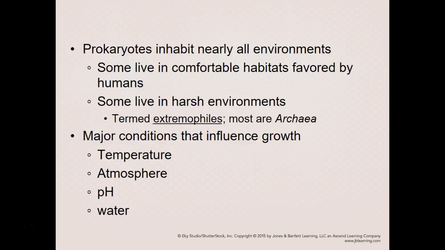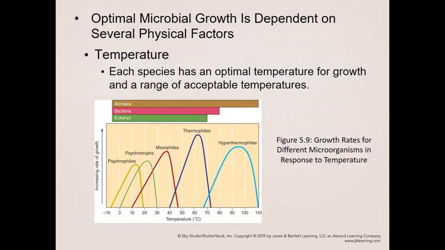Organisms that can survive in very extreme environments are termed extremophiles, and these are typically your archaeans. Examples of extremophiles would be hyperthermophiles, organisms that grow at really hot temperatures, or acidophiles that grow at very low pHs. So here is a figure from your textbook that looks at the temperature requirements of different organisms.